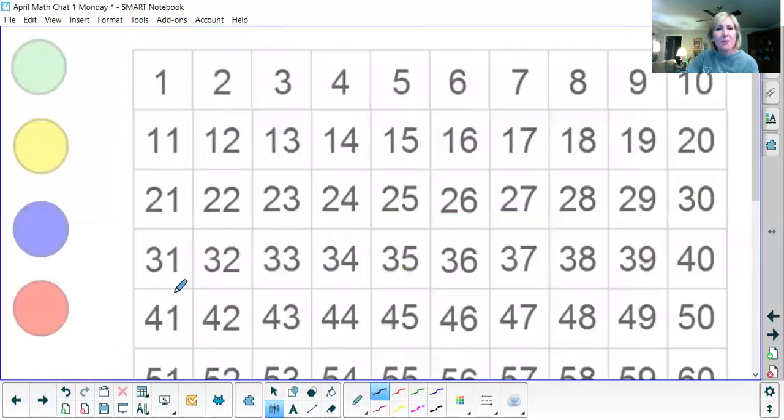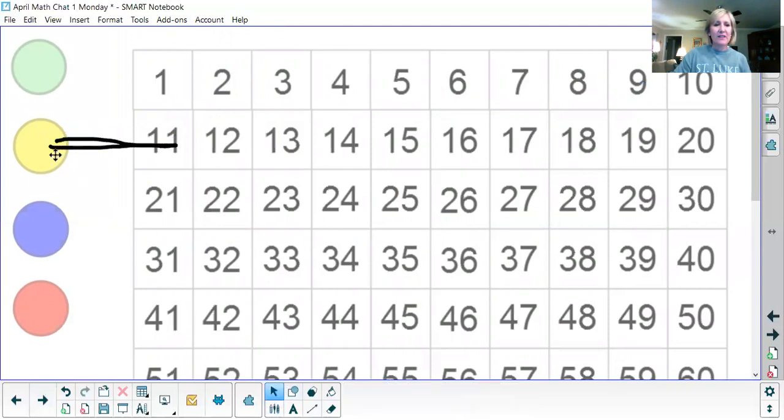Let's see. I'm going to look on my hundreds chart. Let me move myself out of the way a little bit. So here, oh, I messed up. Let me see if I can fix this. Here is the number 19, right here, if I were counting. And here is the number 23.